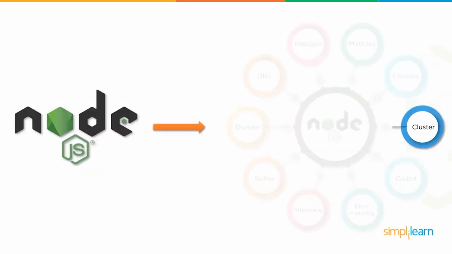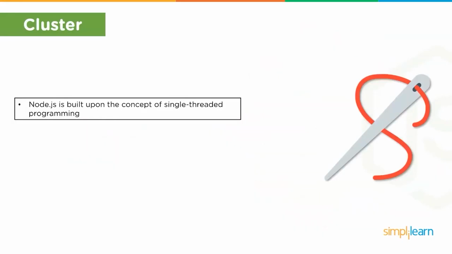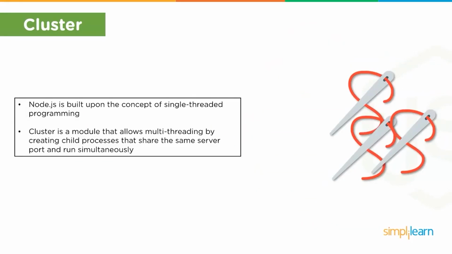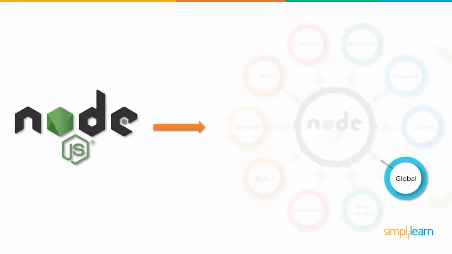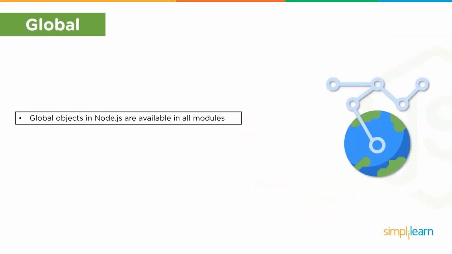The next component is cluster. Now Node.js is built upon the concept of single threaded programming. A single instance of Node.js runs in a single thread. To take advantage of multi-core systems, the user will sometimes want to launch a cluster of Node.js processes to handle the load. A cluster can be added to an application in this way. Here's a small code for you. The next component is global. Now global objects in Node.js are available in all modules.